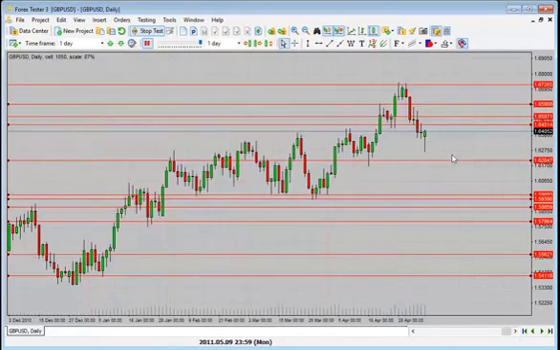So let's see. Okay, so it dropped right into the support that we were looking for. And now we have a bullish pin bar. So it dropped and then it pulled up higher. So where do we expect it to go from here?